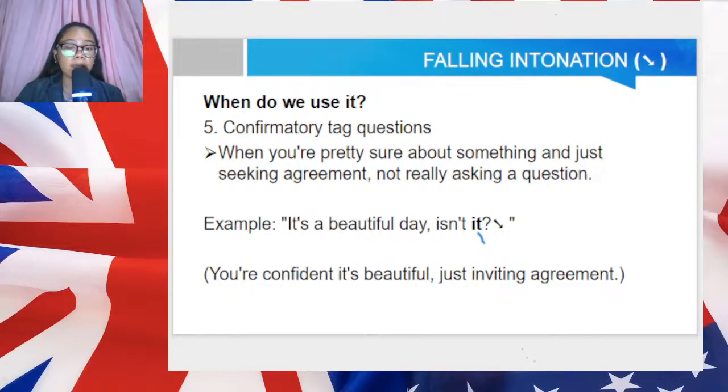Now, third is impact and sincerity. The falling pitch adds significant vocal power and sincerity.